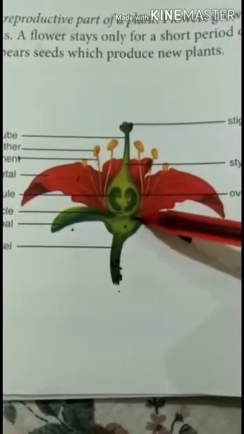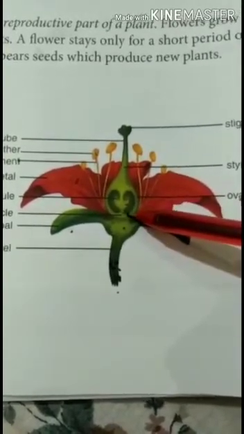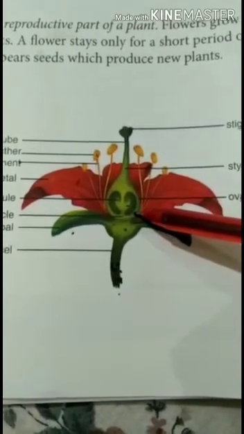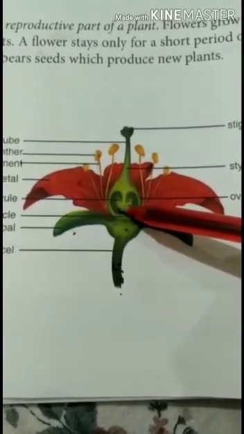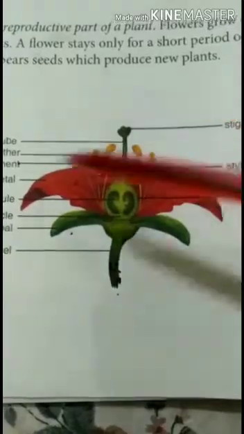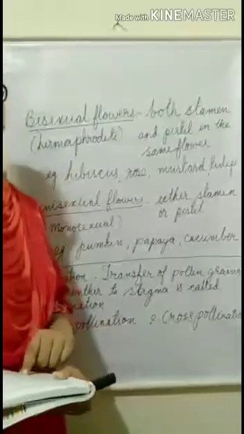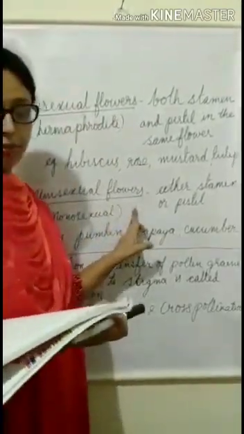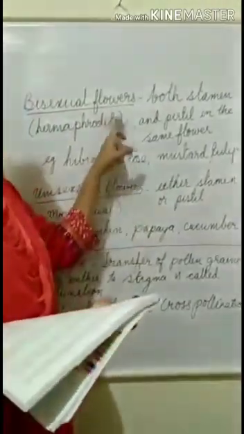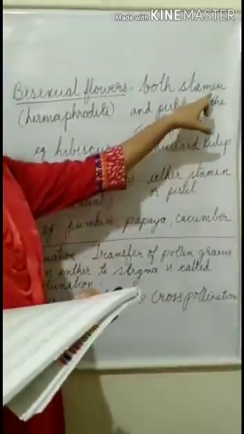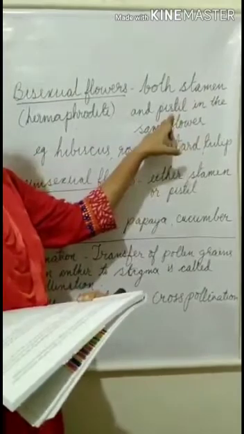After pollination, the ovary develops into a fruit and the ovule will become a seed. Okay, these are the parts of a flower. Now we'll learn about bisexual flowers and unisexual flowers. Bisexual flowers means some flowers contain both stamen and pistil, both the male reproductive part and the female reproductive part.